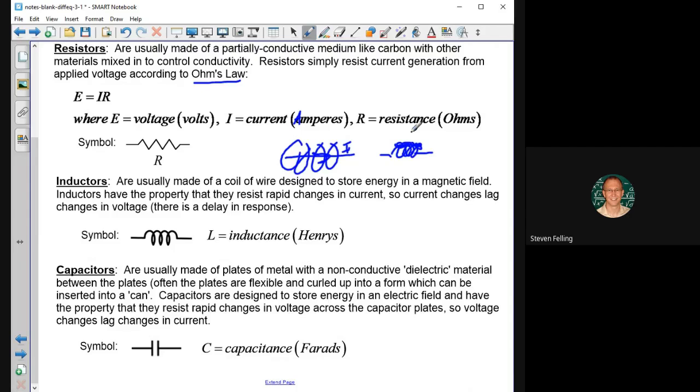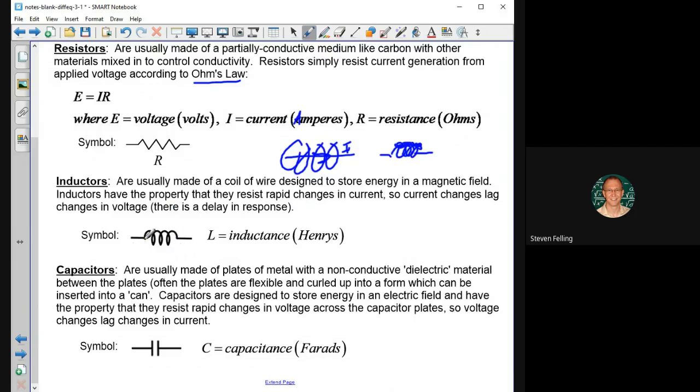They have the property that they resist rapid changes in current because it takes time for that current to build up into the magnetic field and then be released. So current changes tend to lag changes in voltage. There's a delay in response. That's how it's different than a resistor. When things happen with resistors, whatever happens to the voltage, it immediately happens to the current. But with inductors, because they have to transition energy into a magnetic field, there's a delay.